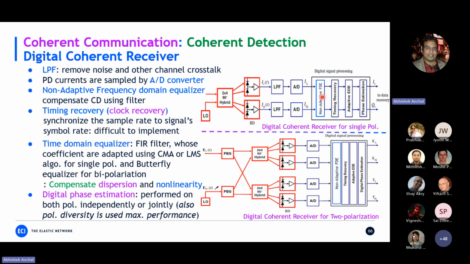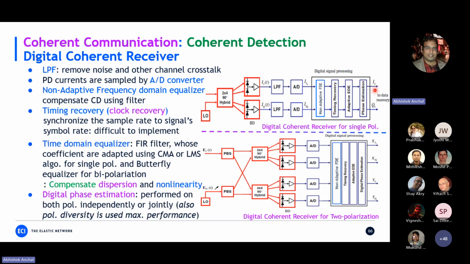The first one is the non-adaptive FDE. It is basically trying to equalize the chromatic dispersion. The timing recovery circuit basically tries to recover the symbol rate or the timing. And the adaptive equalizer tries to correct, in the frequency domain and in the time domain, both nonlinearity and dispersion. So both of these try to recover either frequency dispersion or nonlinear effects in the DSP.